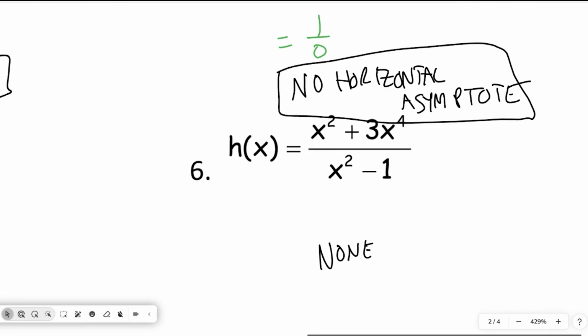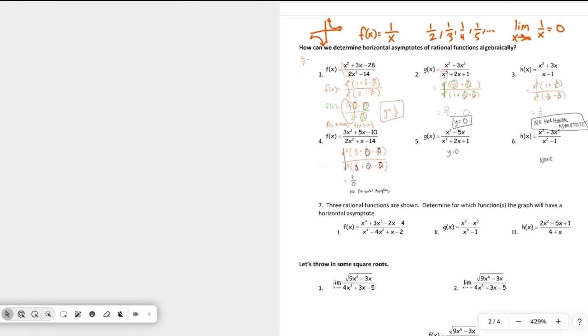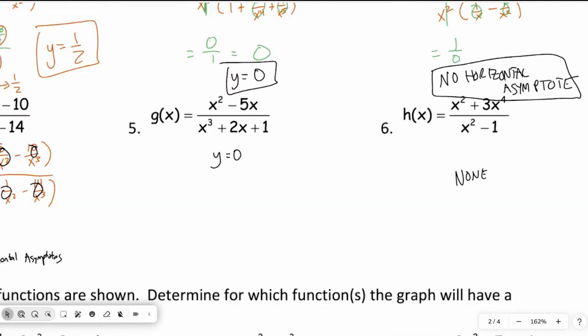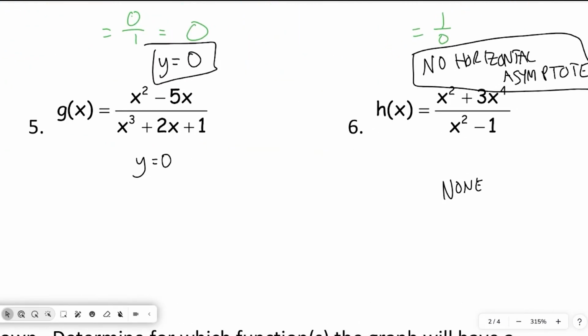Okay, I think that's enough of that. We'll do some more practice, but that's the basic idea. If the degree is bigger on top, there's going to be no horizontal asymptote. If the degree is bigger on bottom, it'll go to 0 each time because you'll end up with a 0 over something. And if they're the same, that's where you get the ratio of the leading coefficients, because both the numerator and denominator will have that extra factor that doesn't go to 0, that constant.